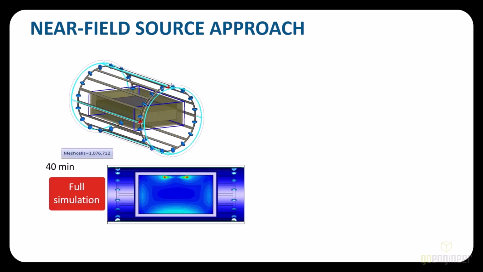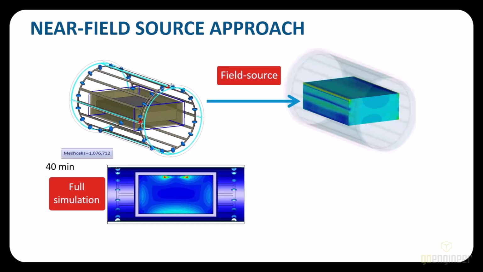But we may want to run this for different implants and change the position of the implants and the phantom. So the question is, should we run the full model simulation each time, or would it be a smarter approach to record the near fields of the phantom without the implant and then replace the RF coil with this equivalent field source in order to quickly run multiple implants in parameter studies with a reduced mesh count?